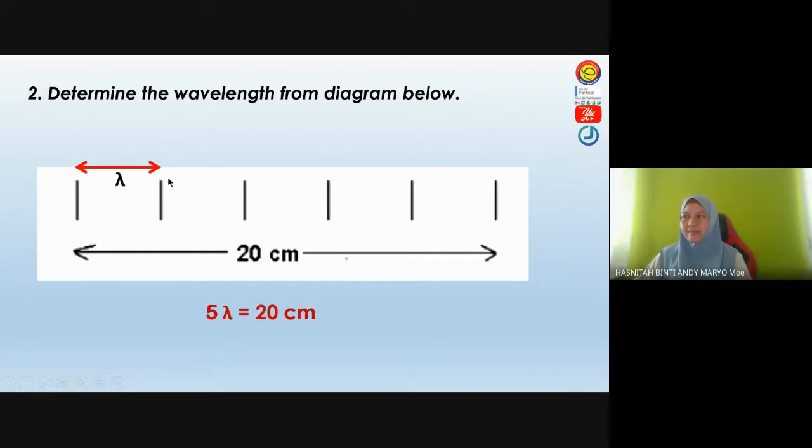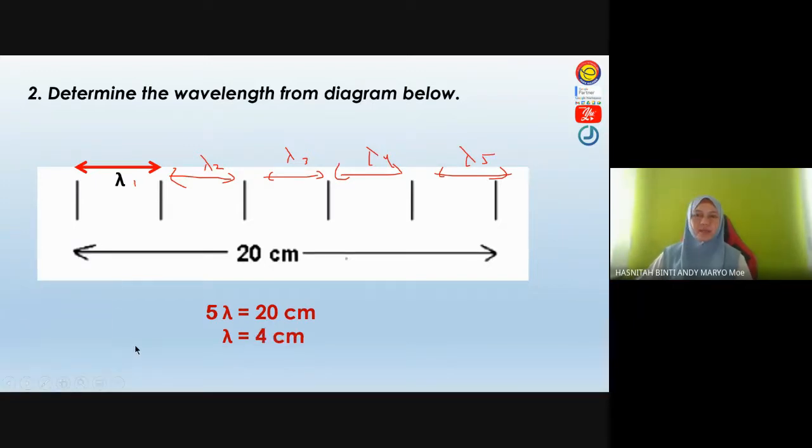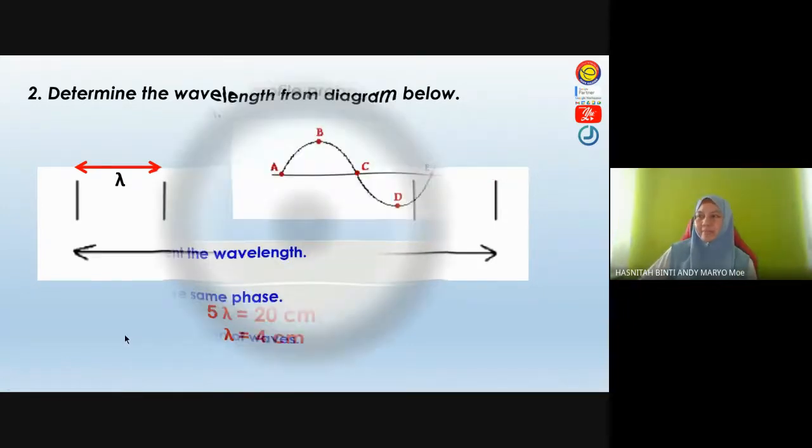This is the first lambda and this is the second lambda. And this is the third lambda. This is the fourth lambda. And this is the fifth lambda. So we have 5 lambda. So the total length is 20, which means 1 lambda is 4 centimeter. Easy, right? Okay, then next.